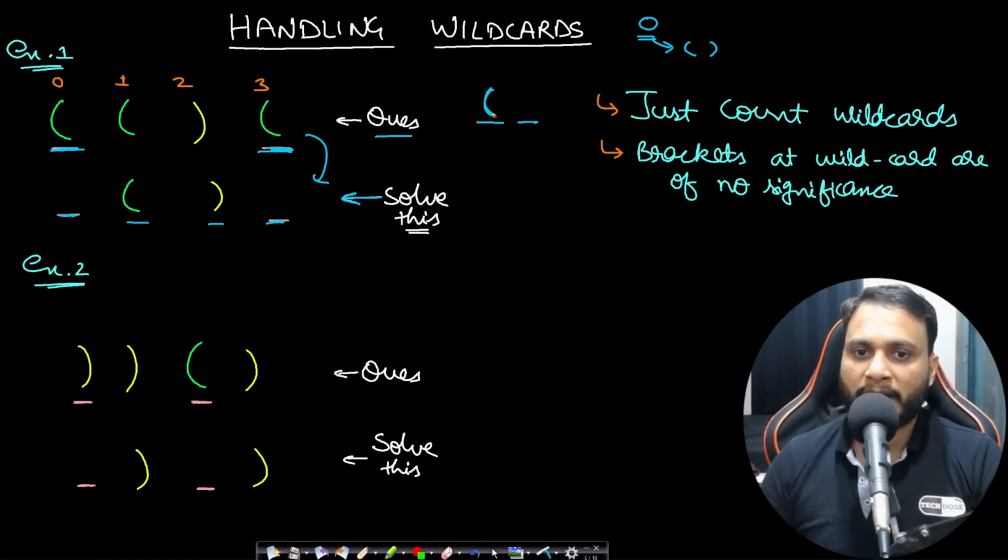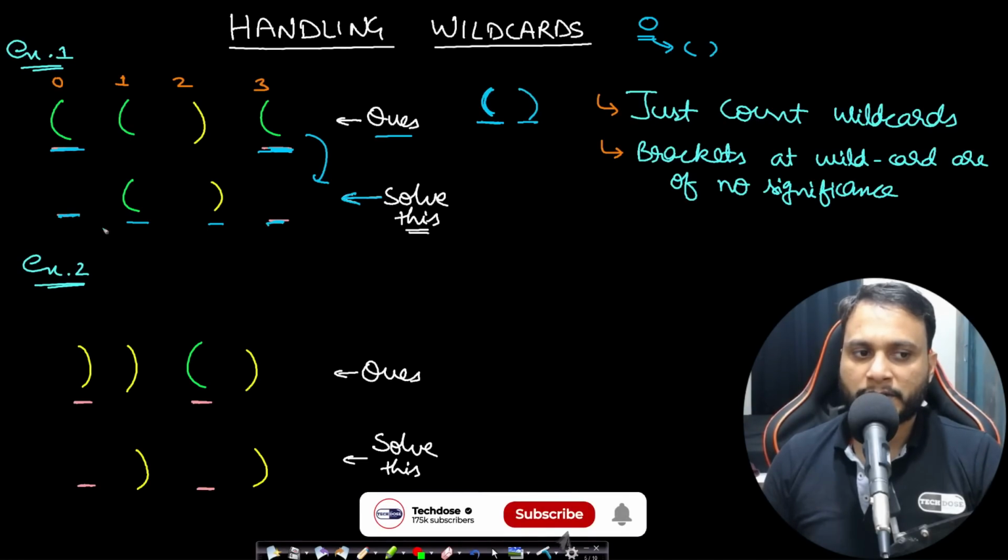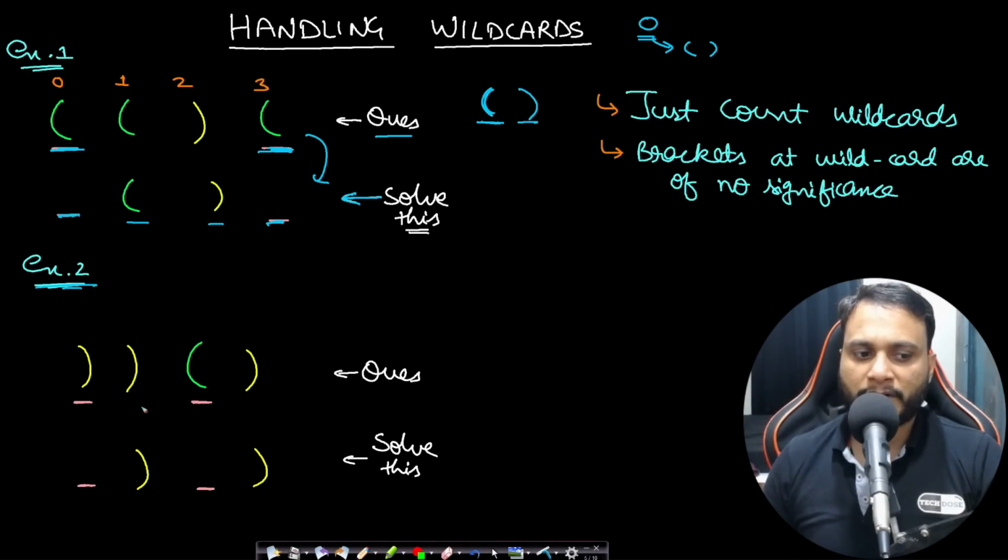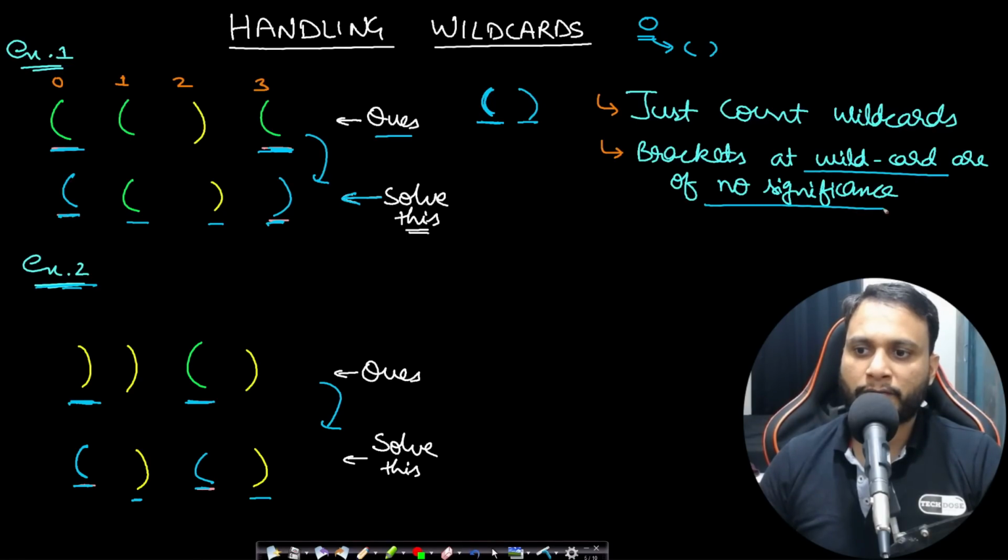If I want to balance the closing bracket, I'll put an opening bracket, and if I want to balance the opening bracket, I'll put a closing bracket. So the wildcards will be kept as blank, but I will just be keeping account of the wildcard. Again, in example number 2, you see there are two wildcards, the first one and the third one. So this question will be treated as two blank spaces with two closing braces. So if I have to balance, then I will put an opening brace here and an opening bracket here, right? In the first example, I would have placed an opening bracket here and a closing bracket here. So that is how I will be balancing it, right? So this is how we will be handling the wildcard. Brackets at the wildcard are of no significance, so we will just be counting the wildcards.